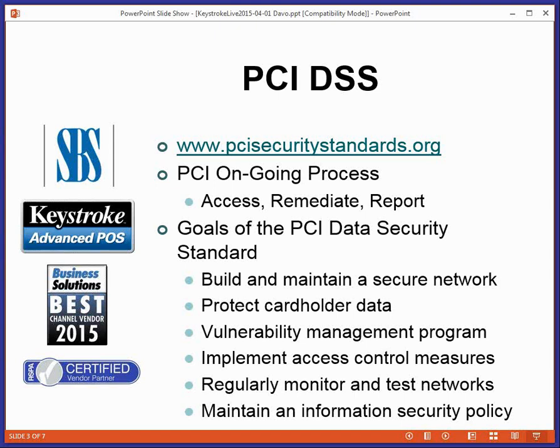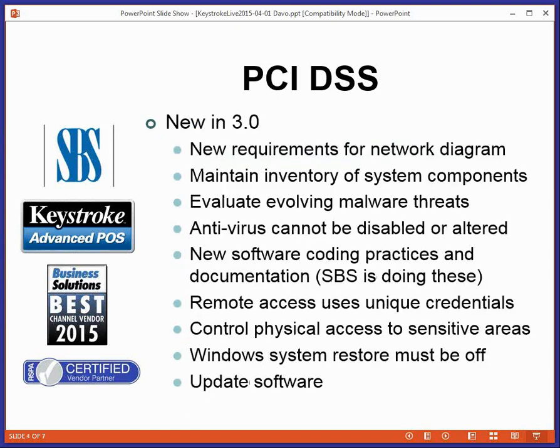And then with PCI DSS, there are a lot of new requirements in 3.0, and I kind of bring these up: the requirements for a network diagram, evaluating malware threats, which we have to do in a pretty serious fashion as part of PA-DSS. Antivirus, you're supposed to secure it so that somebody on a workstation or register can't turn the antivirus off. And you have to be very careful with remote access.